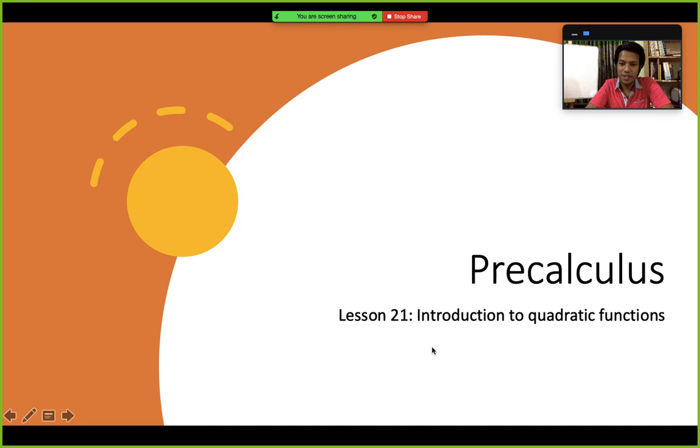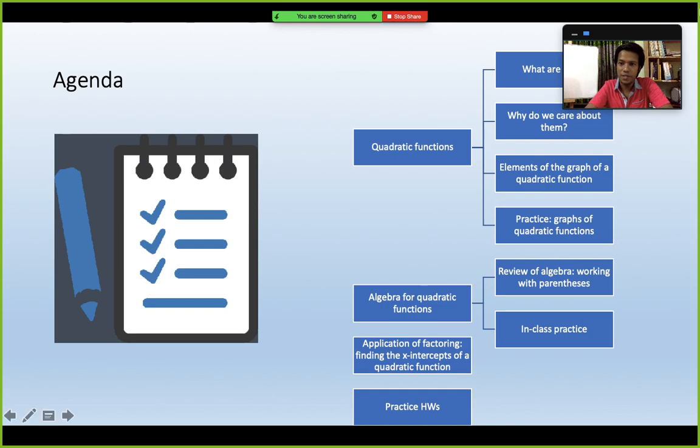In this lesson we will discuss some very basic things about quadratic functions. We are going to start quadratic functions from today. So let's begin. First, for our first class we have this in our agenda.